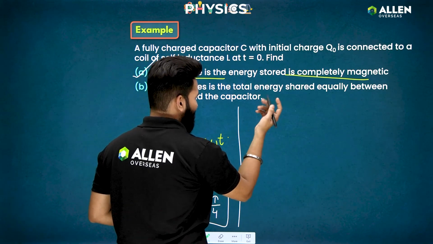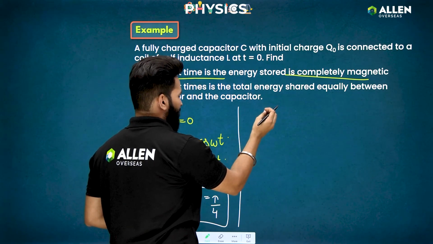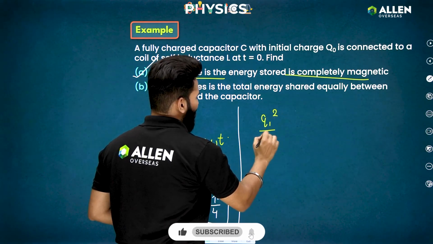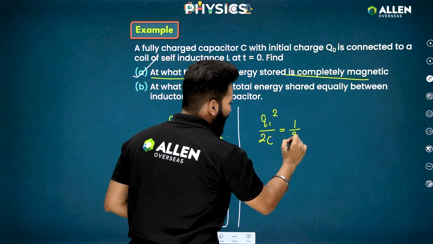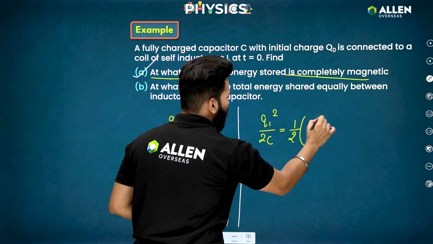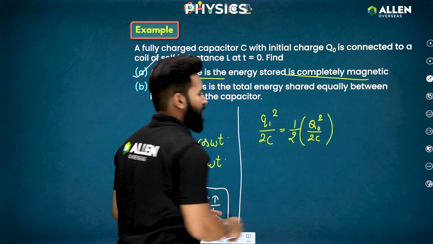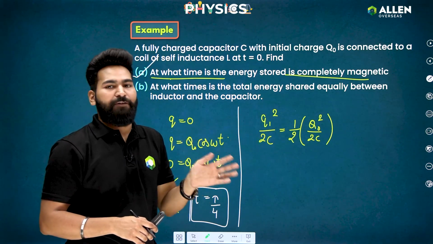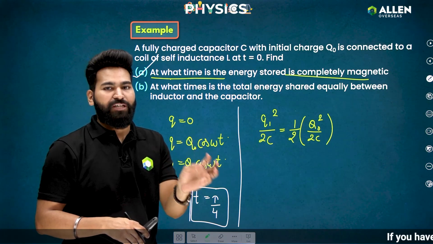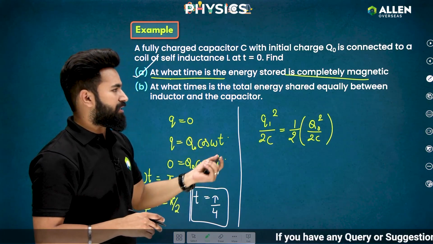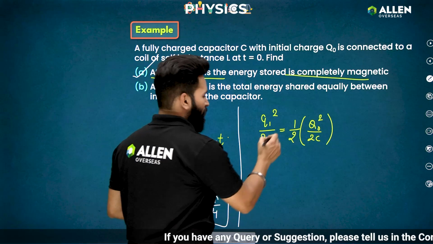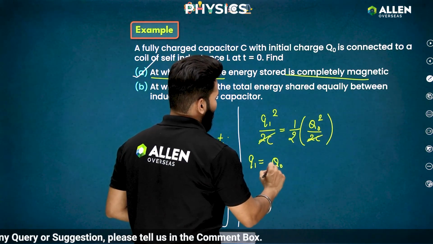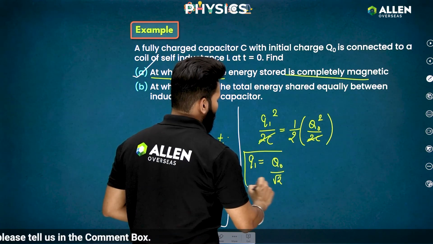So let's say the charge on the capacitor at that moment is Q1. So Q1 squared by 2C will be equal to half of the maximum energy stored. Q naught squared by 2C is the maximum energy stored, and half of that will be stored at that moment, because the other half of the remaining energy will be in the inductor, because it is shared equally, right? So let's cancel out the terms, and we get that Q1 will be Q naught by root 2.